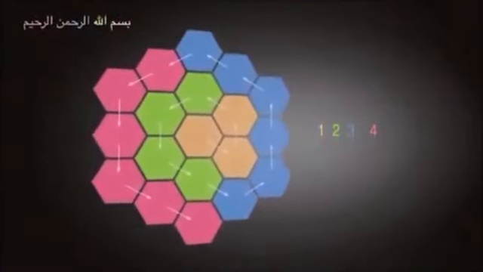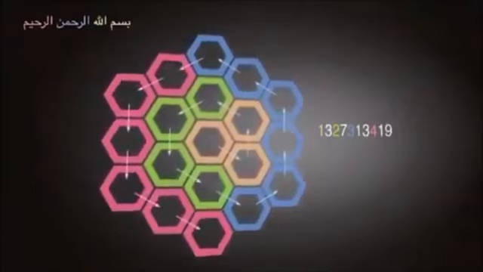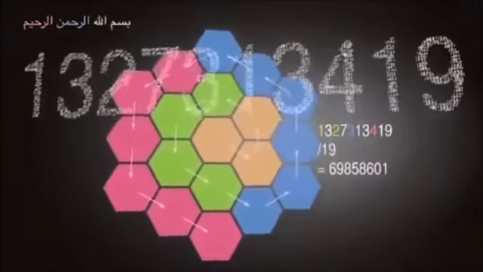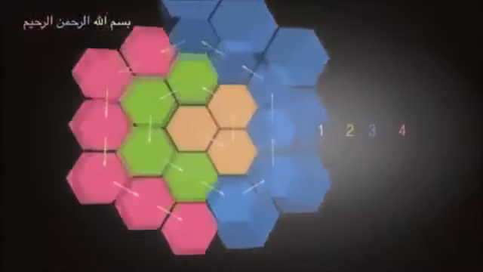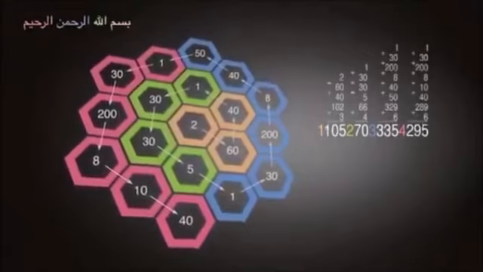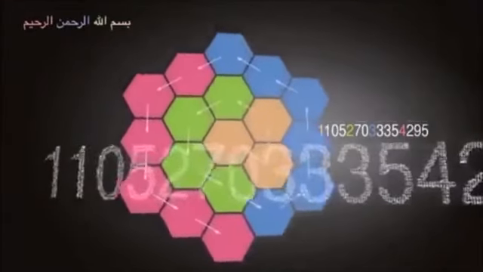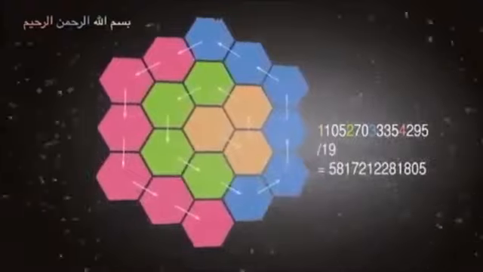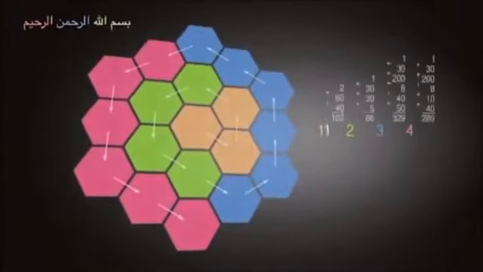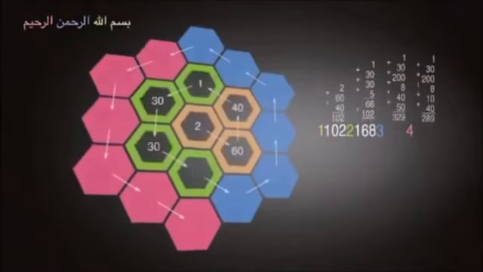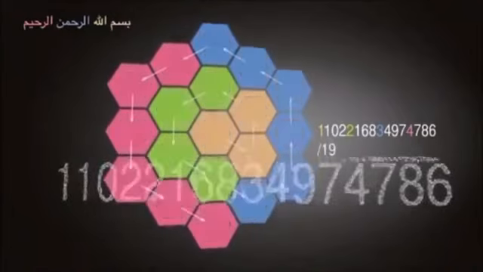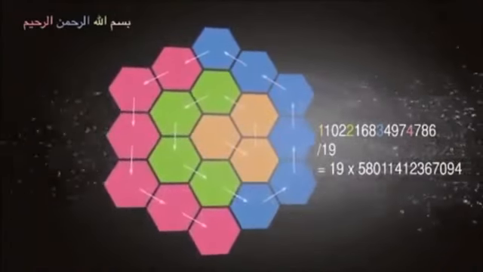If we add the number of letters in each word to the number of letters in the next word, we will get a 10-digit number divisible by 19. If we add the numerical value of each word to the number of letters in this word, we will get a 15-digit number divisible by 19. If we add the numerical value of each word to the numerical value of the next word, we will get a 16-digit number divisible by 19.